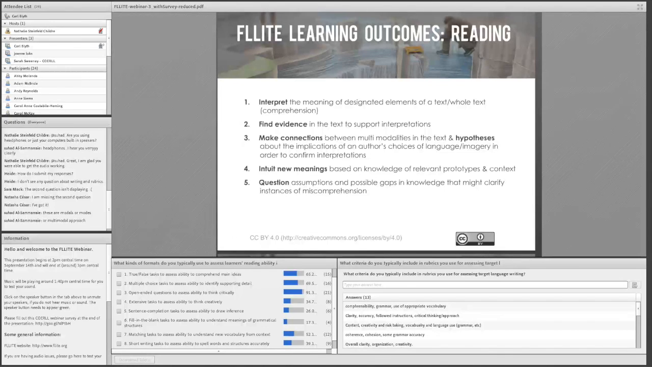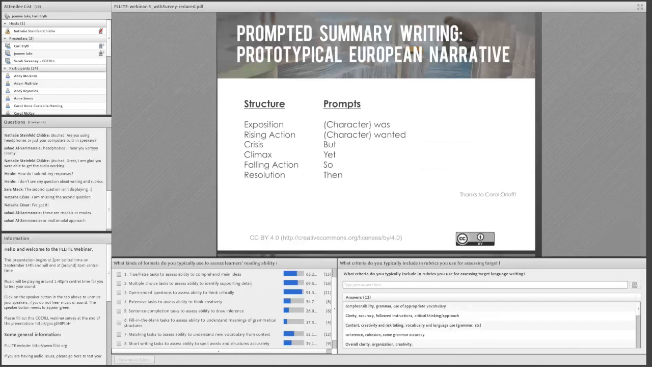The key for the teacher is identifying the organization of a given text and then providing effective prompts. So I'll give the example that CERCLL had shared with us. And this is for what you might think of as a prototypical European narrative. So on the left, you have the narrative arc or structure going from exposition, which is the introduction, and the prompt could be very simply "character, the name of the character was." Then you have your rising action. What is the character's objective? And this could be prompted by simply indicating "character wanted." Then you have the problem that arises, the crisis, indicated by "but." The climax, which complicates that crisis further, becomes "yet," the falling action, "so."